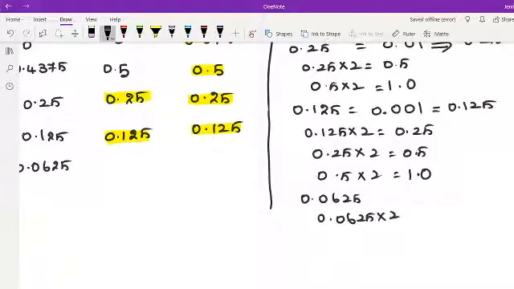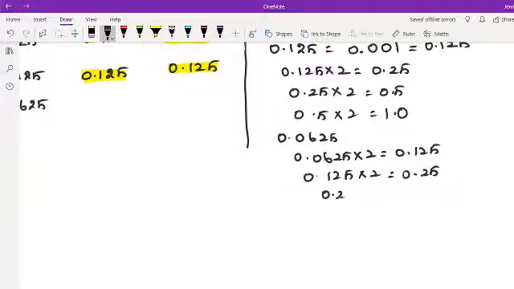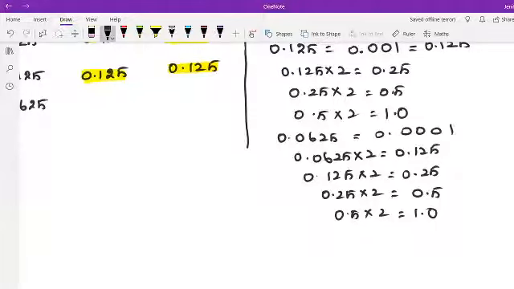0.0625 into 2 is equal to 0.125. 0.125 into 2 is equal to 0.25. 0.25 into 2 is equal to 0.5. 0.5 into 2 is equal to 1.0. So the binary representation of 0.0625 is 0.0001. Now it is 4 bits, but the quantized bits are only given as 3. So I'm going to perform rounding. I'm just checking the fourth bit. If the fourth bit is 1, I'm going to add it to the previous bit. So this is equal to 0.001.